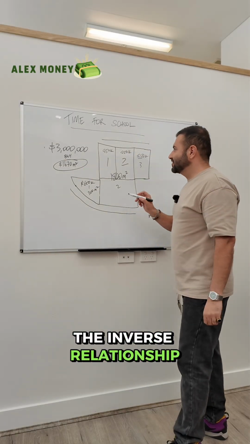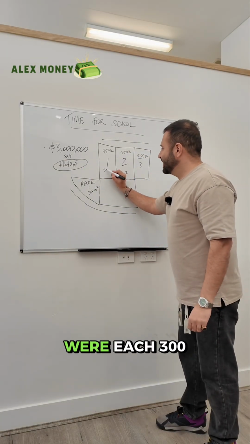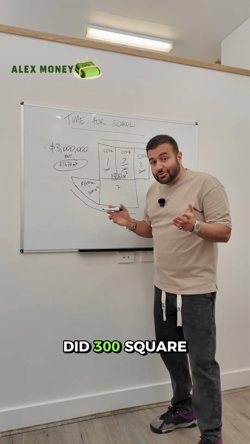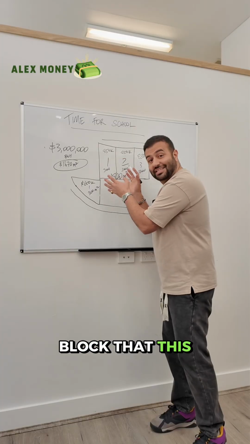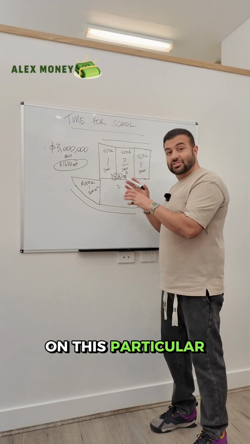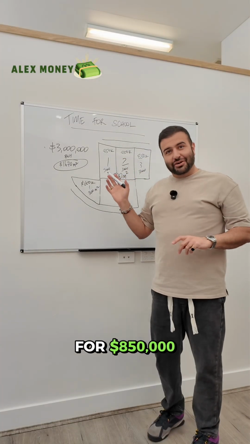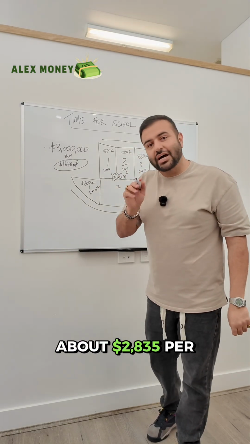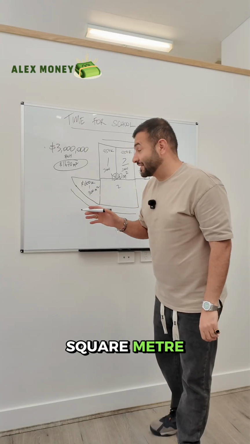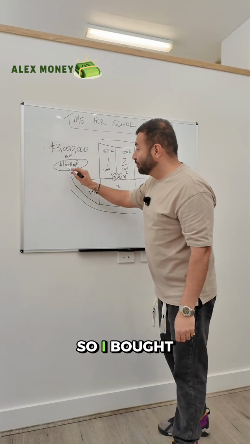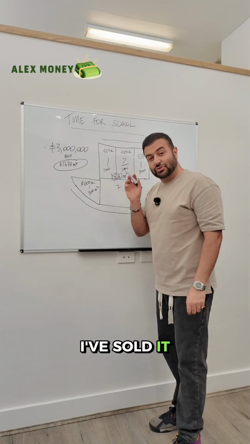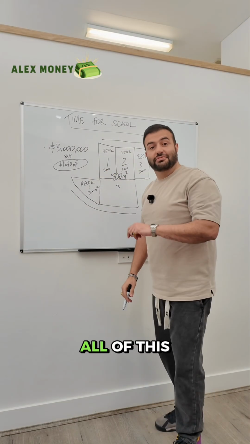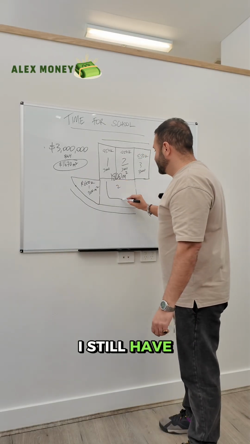On top of that, what I want to cement to you guys is the reality of this, the inverse relationship. These were each 300 square meter blocks again. The reason I did 300 square meter blocks is because that's the smallest block that this council would allow me to do on this particular site. 300 square meter blocks selling for $850,000, you are talking about $2,835 per square meter. That's what each square meter of land was selling for. So I've bought at $1,670 and I've sold at $2,835 per square meter.